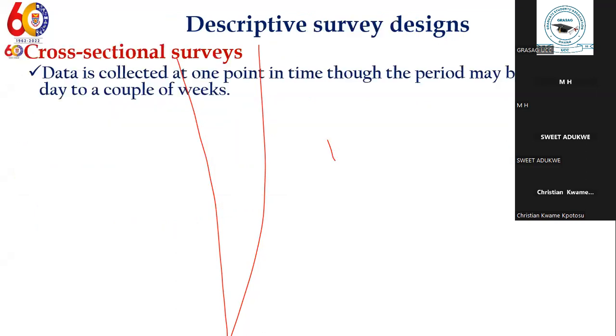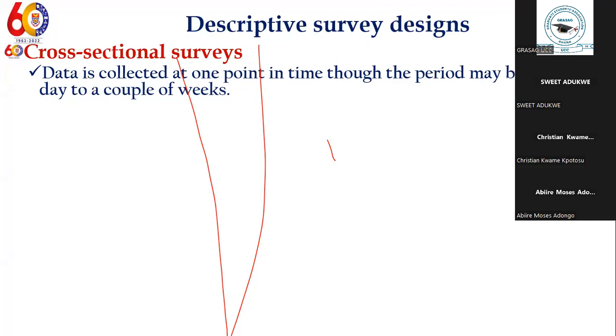So with a cross-sectional survey, data is collected at one point in time. One point in time does not mean that you collect the data today and that is the end. What it means is that from your sample, you only collect the data once. You will see some people's data collection spanning from maybe January to February. It is still cross-sectional because the researcher is not following these people and collecting data from time to time to see the changes in their behavior.